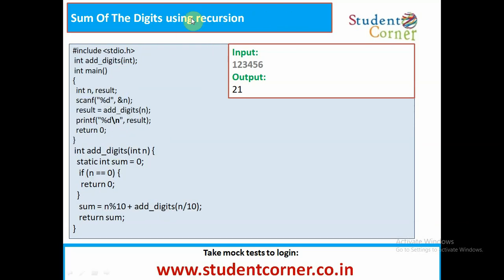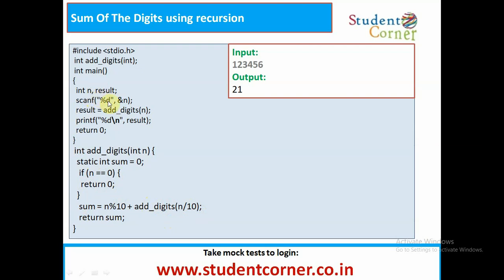Now using the recursion mechanism, the simple thing is, here add_digits is the method called once. In add_digits, initially sum is equal to 0. If n is equal to 0, return 0. Otherwise, sum is equal to n mod 10 plus add_digits of n by 10. So the remainder is added to this, and the method is automatically called repeatedly to reduce the number. This is the single line statement. This will end if n is equal to 0.